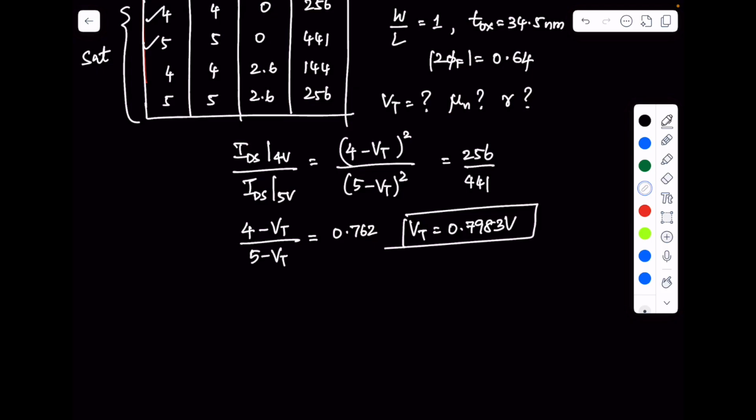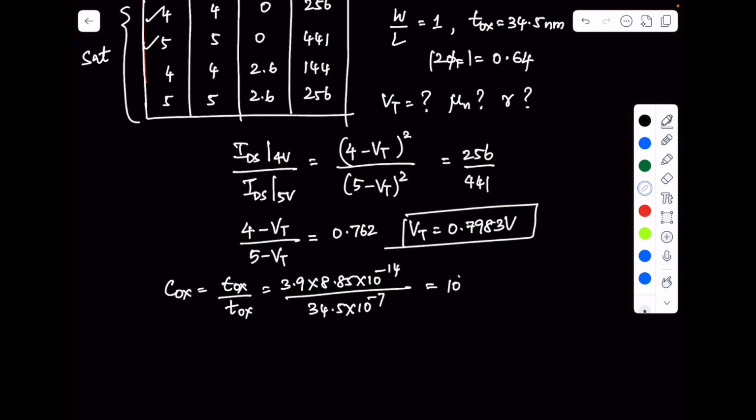Next thing you have to find is mobility. Now Cox we know is given, we know Tox. So Cox is given by epsilon ox by Tox, which is 3.9 into 8.85 into 10 power minus 14 divided by Tox, which is 34.5 into 10 power minus 7, and this works out to 10 power minus 7 farads per centimeter squared. So that's your Cox.